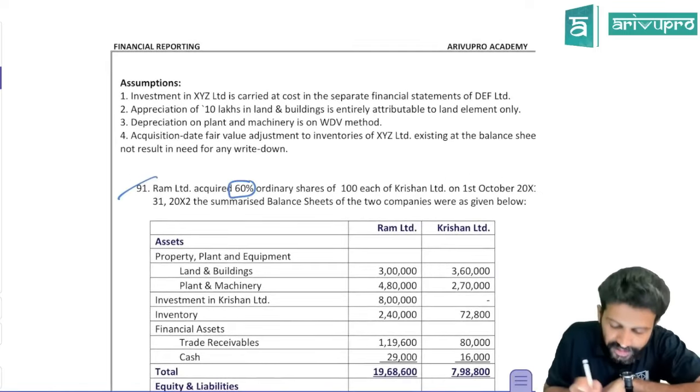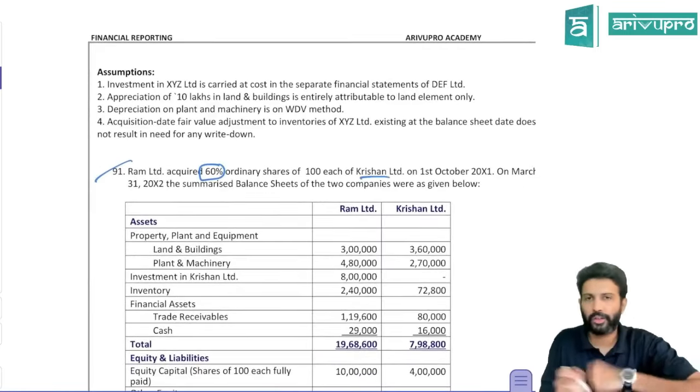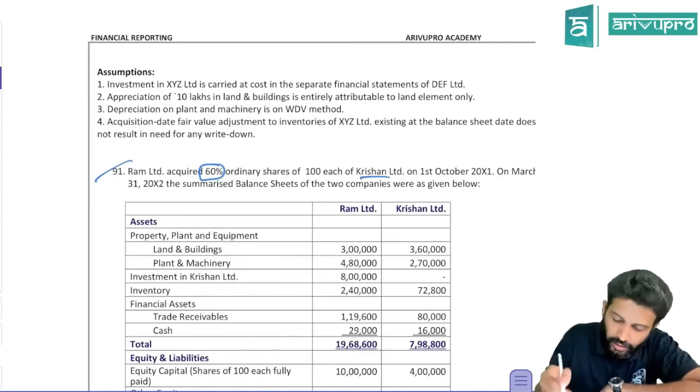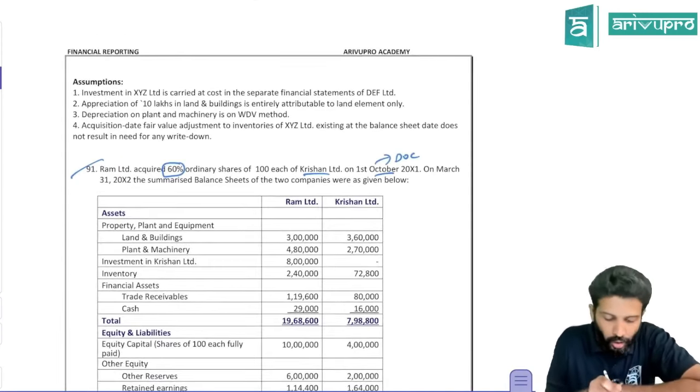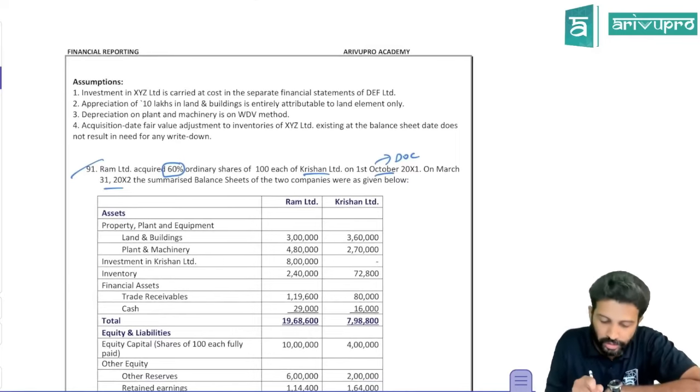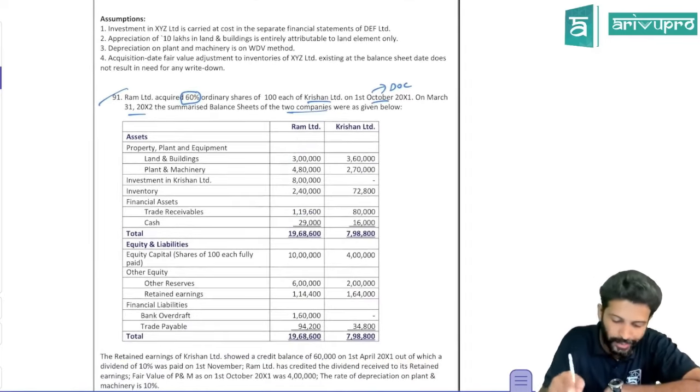Ram Limited acquired 60% ordinary shares of Krishna Limited. So with 60%, obviously you will get control, and they acquired the shares on 1st October 20x1. So this is your date of control. On 31st March 20x2, they've given the summary balance sheet of the two companies.